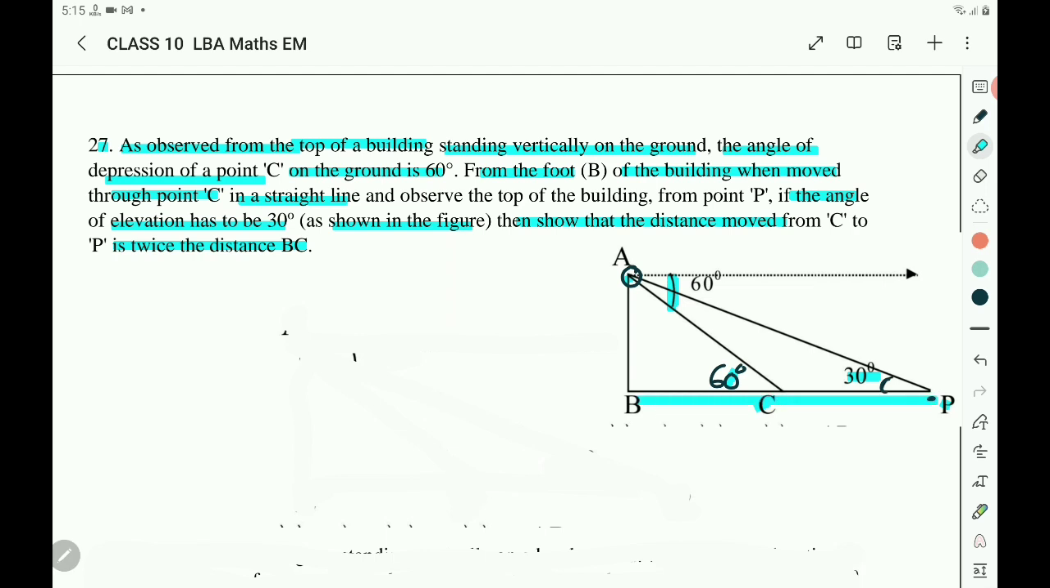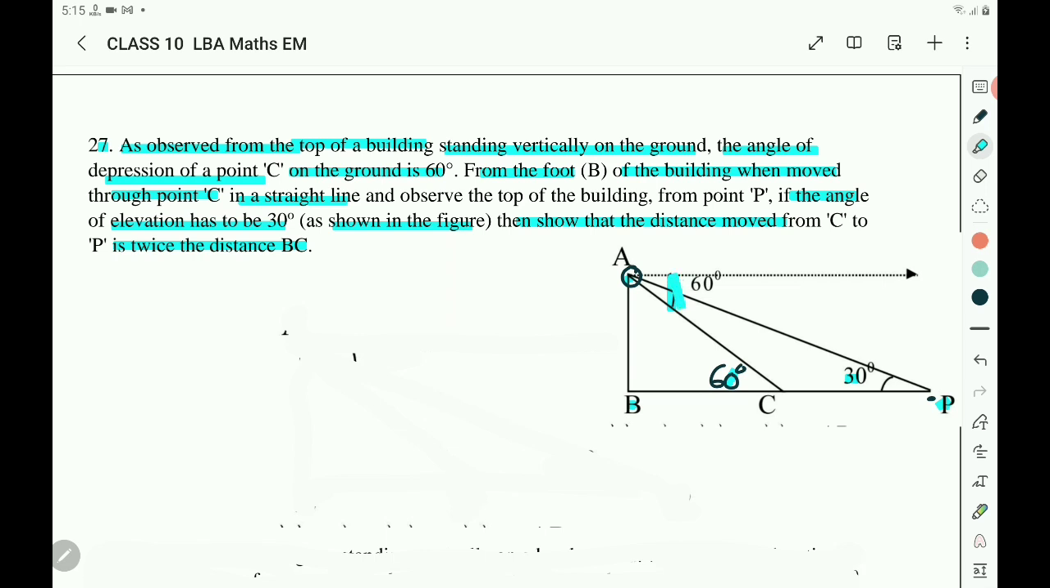P is a point from the point B, which is moved through the point C. And from this point P, A is viewed, that is, the top of the building is viewed. This is the horizontal level for P, and AP is the line of sight. The angle is 30 degrees. That is the angle of elevation.